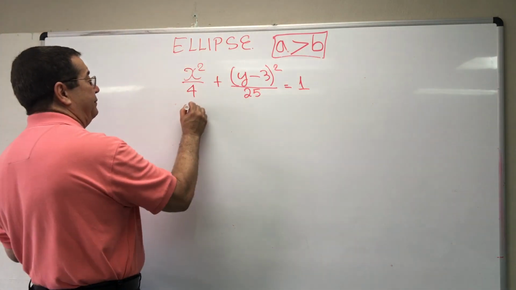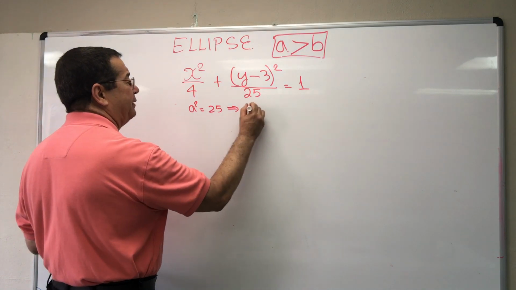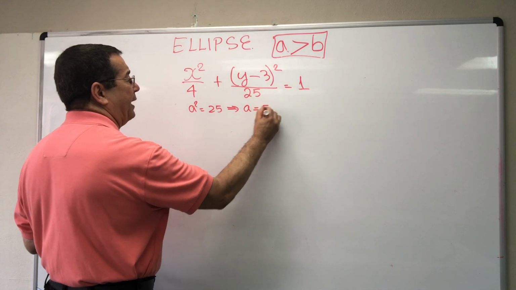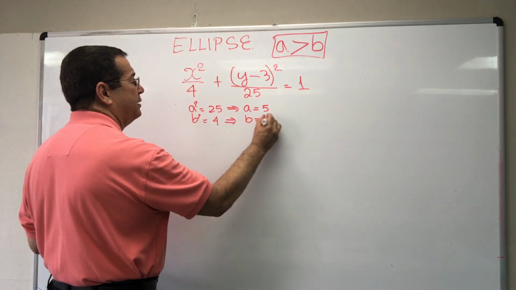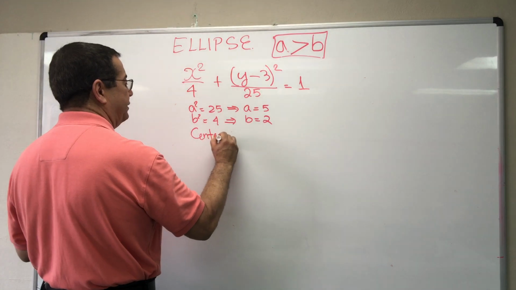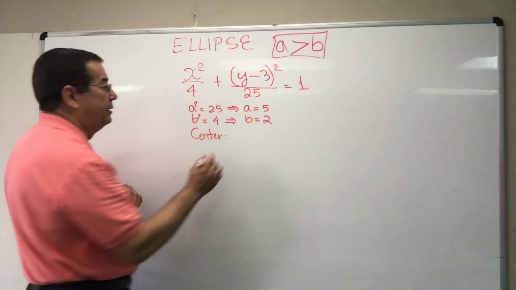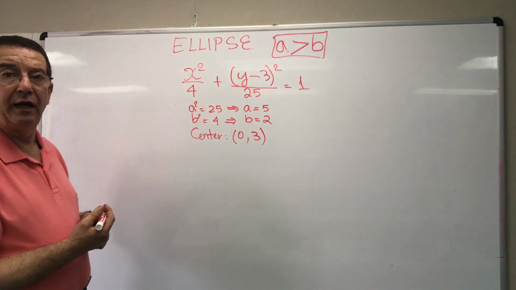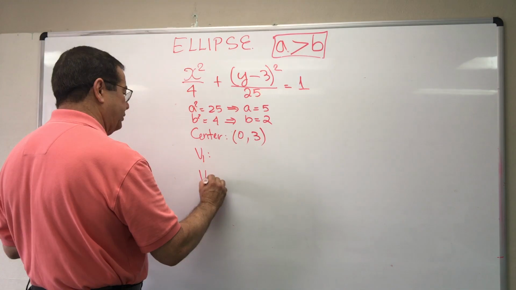What is the value of a? a squared is 25. It's a big number. Now the value of a is 5. Then a is 5. b squared is 4. Then the value of b is 2. Okay? And the center is, I don't have h, it's 0, so the center is 0, 3. That's the center. Okay?